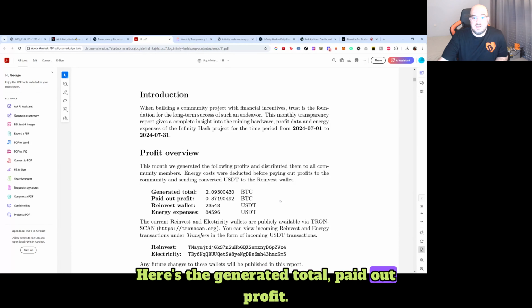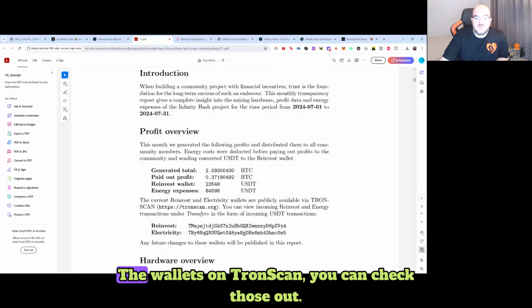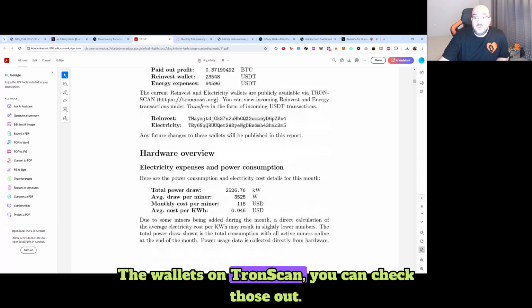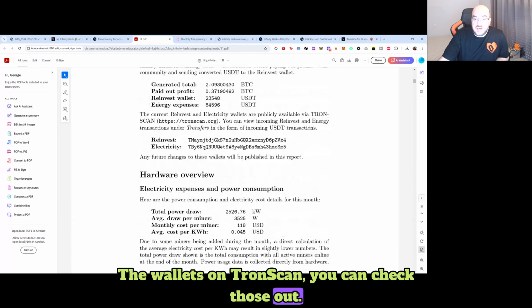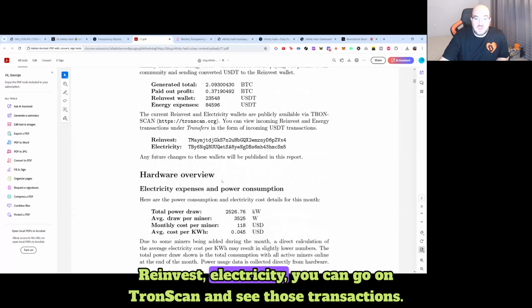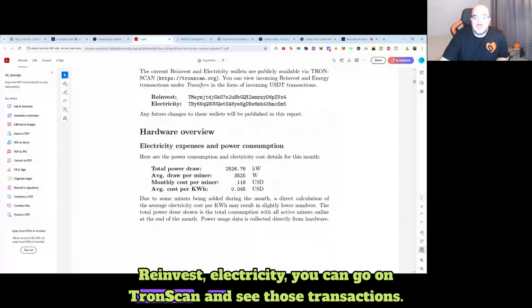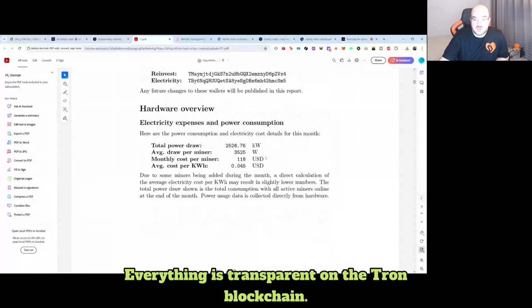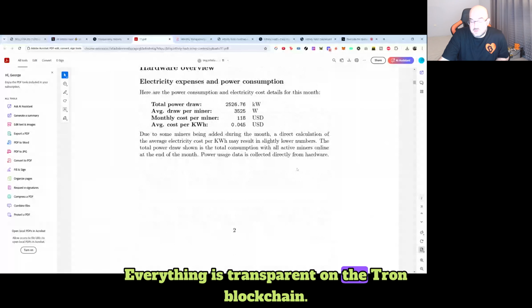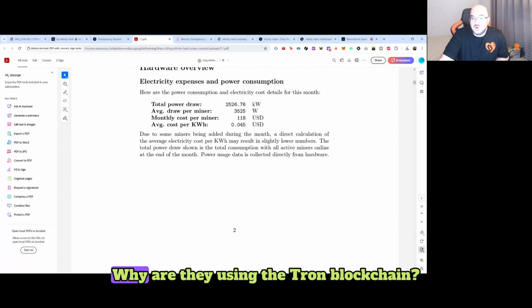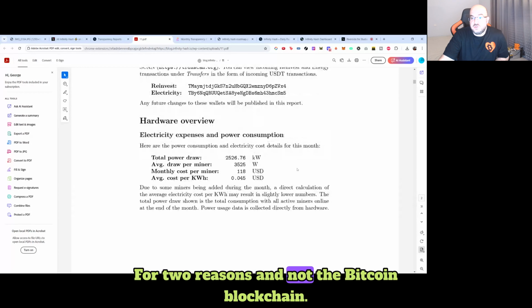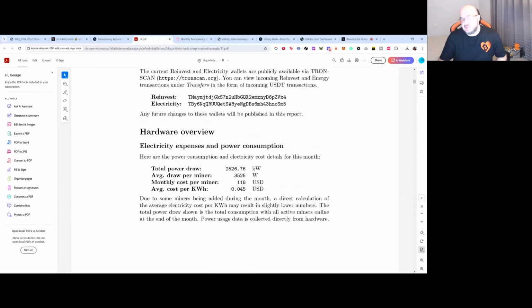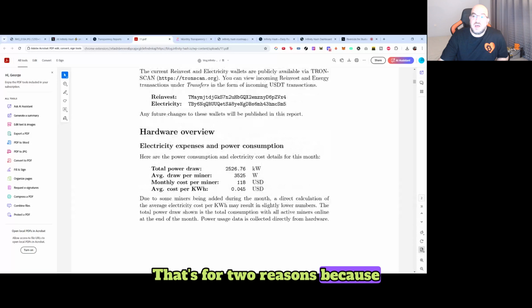Okay, here's the generated total, paid out profit, the wallets on TronScan. You can check those out. Reinvest, electricity. You can go on TronScan and see those transactions. Everything is transparent on the Tron blockchain. Why are they using the Tron blockchain? For two reasons, and not the Bitcoin blockchain. Okay. That's for two reasons.